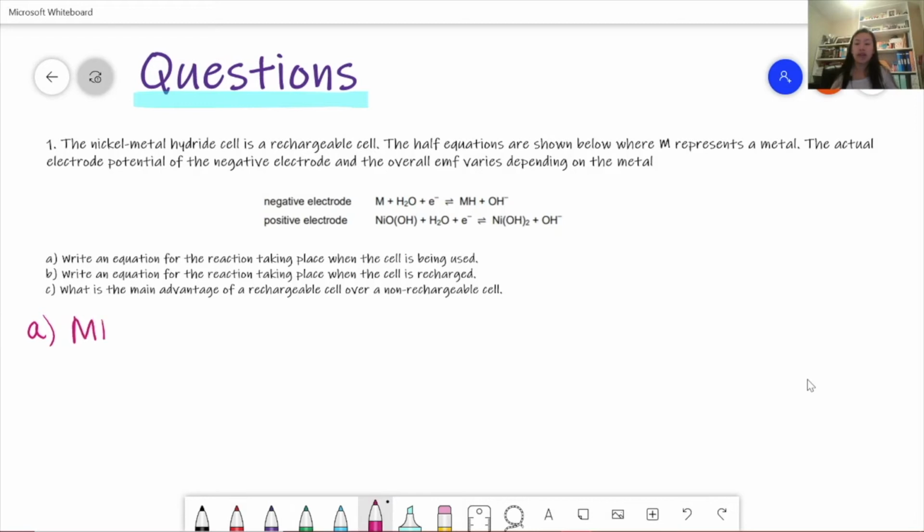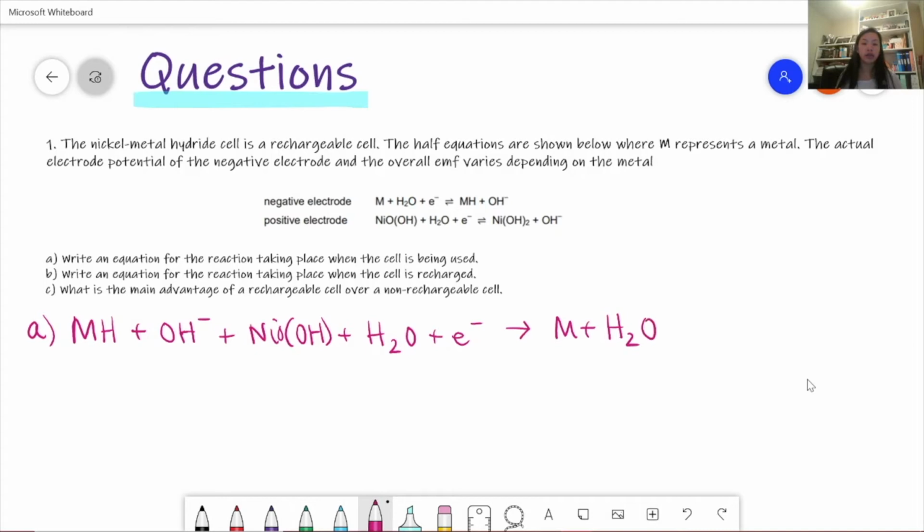So what we get is MH plus OH minus plus Ni OOH plus H2O plus the electron, and that goes to form M plus H2O plus Ni(OH)2 plus OH minus plus the electron.